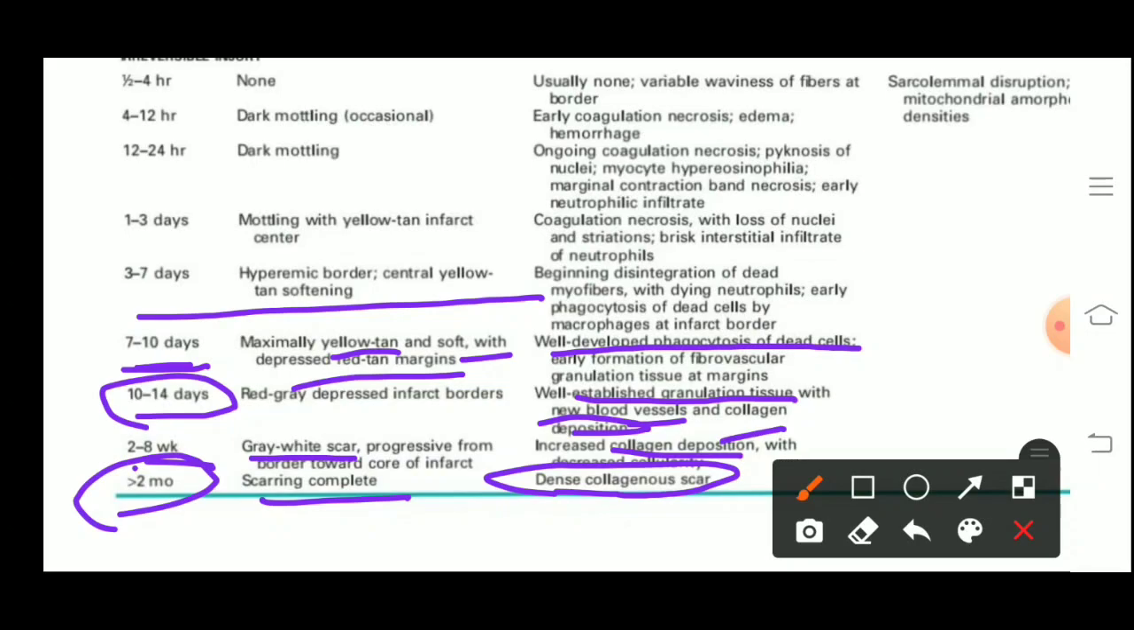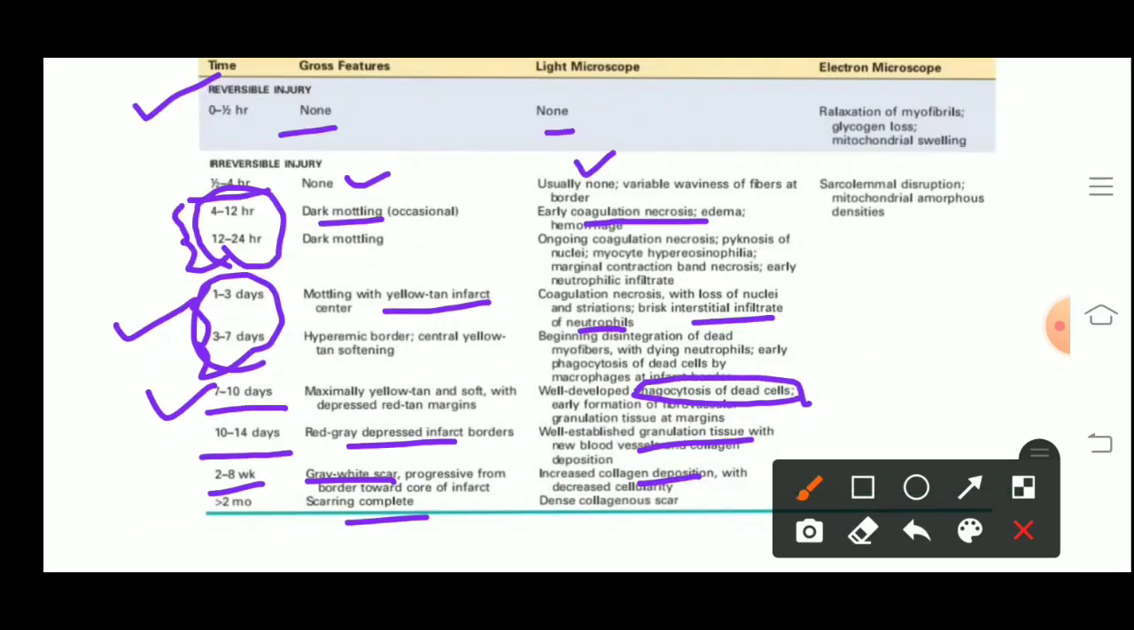So this is the table which I had tried to simplify. I will make a new table regarding this so that you can get an idea. Initially there will be ischemia, which leads to coagulative necrosis, and following necrosis, inflammation occurs by infiltration of neutrophils, that is followed by the macrophages, and after this the healing process takes place in the form of granulation tissue, and then scarring gets completed finally.